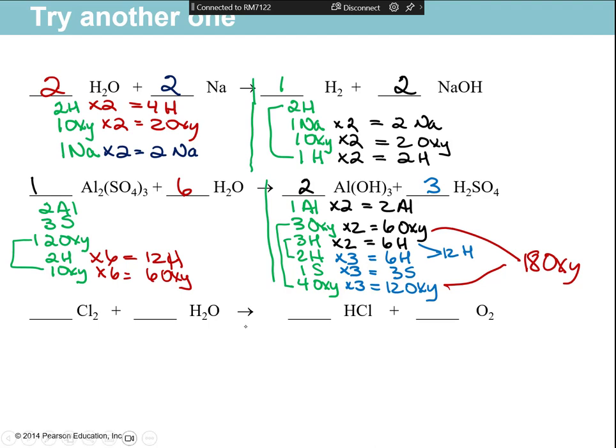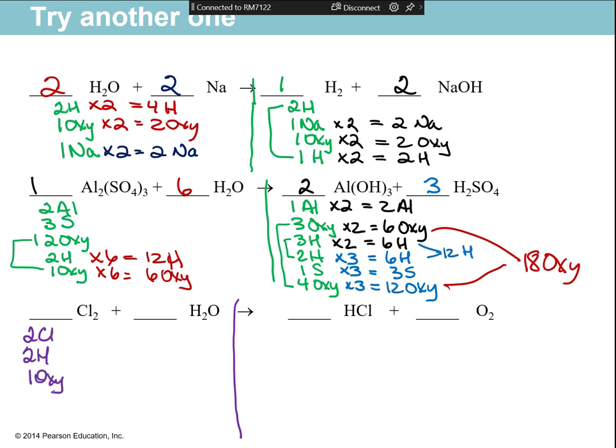Draw a line through your arrow. That is going to help split reactants and products. Then you just list the number of atoms based on their formula. So Cl2 tells you that there are 2 chlorines. H2O tells you that there's 2 hydrogens and 1 oxygen. And that is all on the reactant side, so on the left.